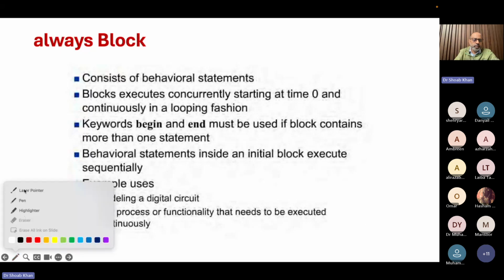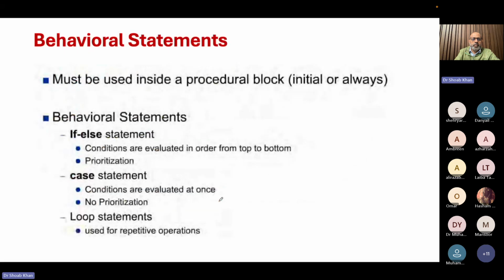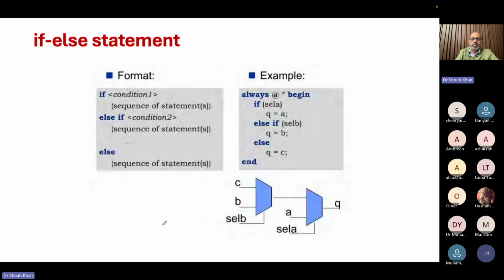which usually is the stimulus, and then the always block. The always block is important, starts with begin and end, and it actually models a digital circuit. And you can have all the behavioral statements in your procedural block, like if else statements, case statements, loop statements, all inside the block. If the condition is met, it executes this. If the condition is not met, it executes this.